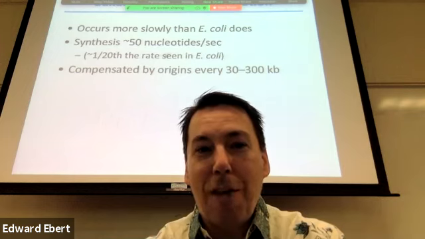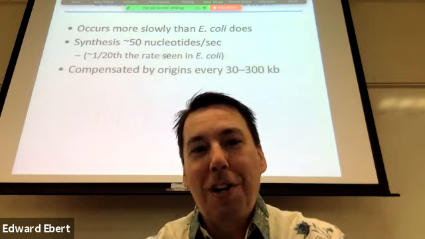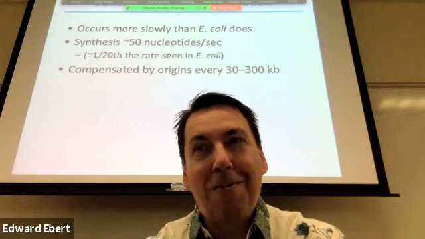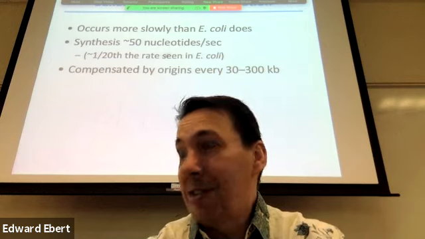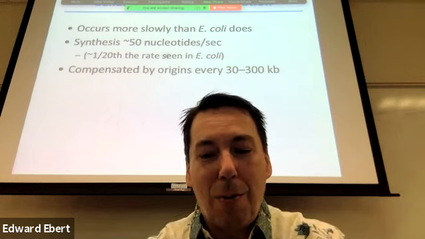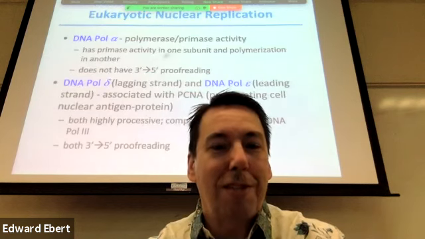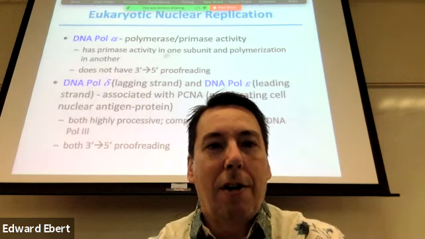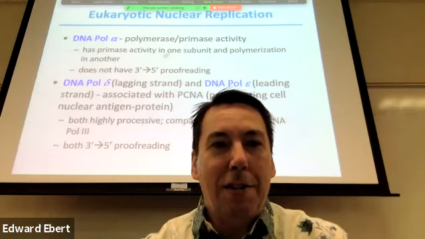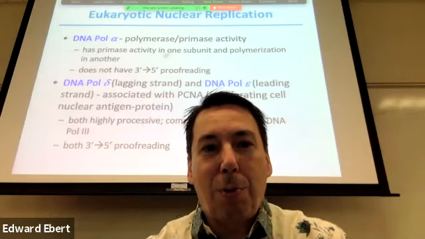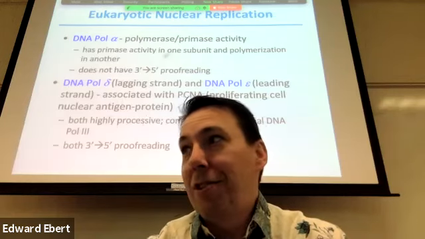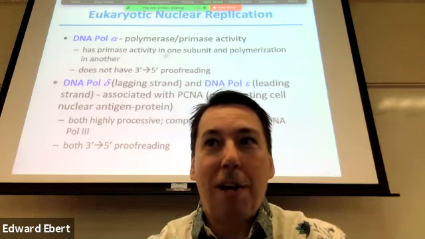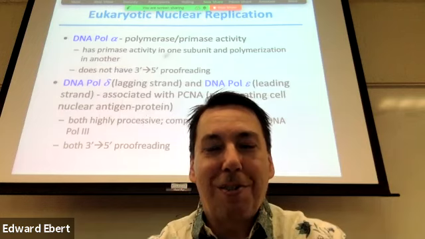But the thing is, we have origins every 30 to 300,000 base pairs. So we have a lot more origin sites than E. coli. So we've got a lot more of this polymerase activity going on simultaneously. Okay. All right. And again, just like E. coli has 5 different polymerases, there are lots of different DNA polymerases for eukaryotes as well. And instead of calling them polymerase 1, 2, 3, 4, and 5, we call them alpha, beta, delta, gamma, epsilon, so on and so forth in here.